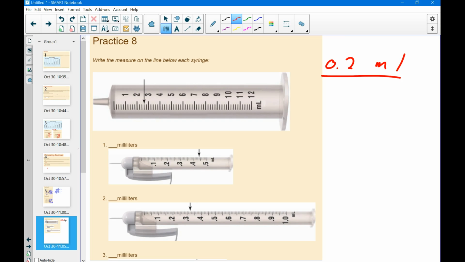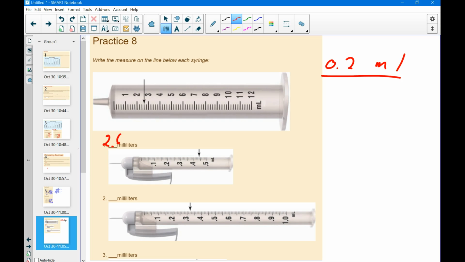Make sense? So how much is in the syringe? 1.6. Right on. 2.6 mils.